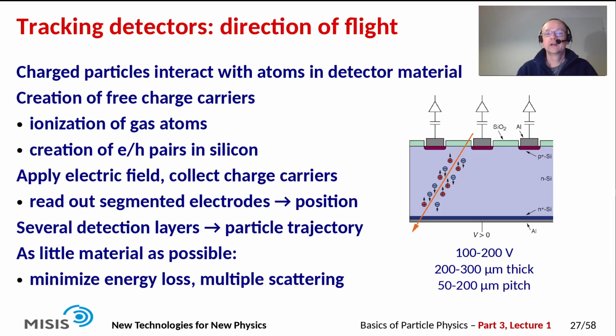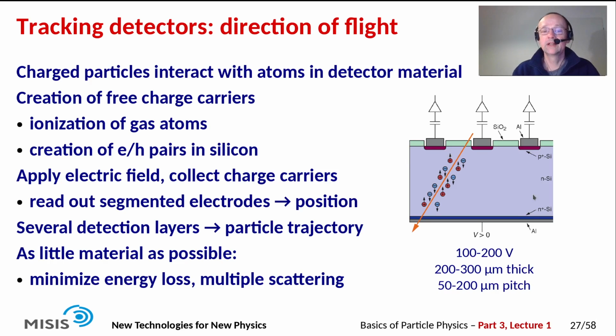We can use tracking detectors in order to measure the direction of flight of charged particles. And this is because charged particles interact with atoms in the detector material, which can lead to the creation of free charge carriers. For example, through the ionization of atoms in a gas, or through the creation of electron-hole pairs in a thin layer of silicon, as shown in this sketch here on the right.